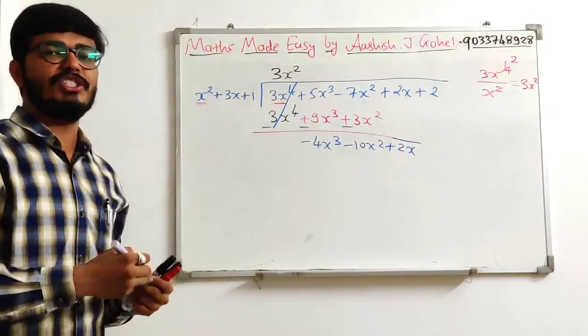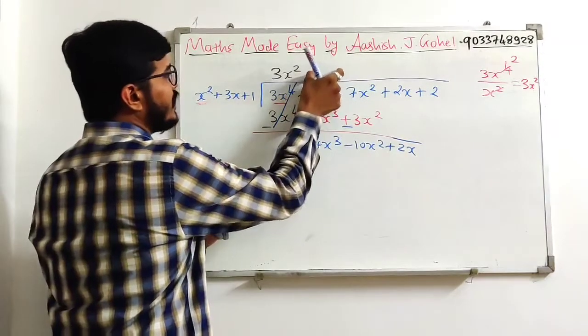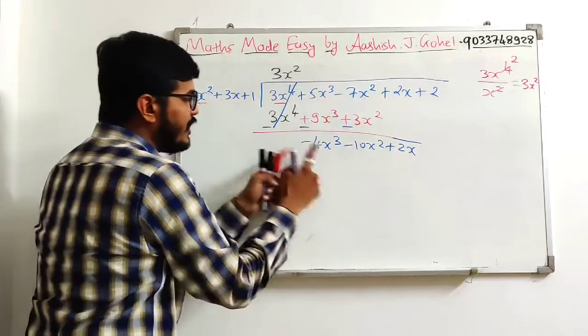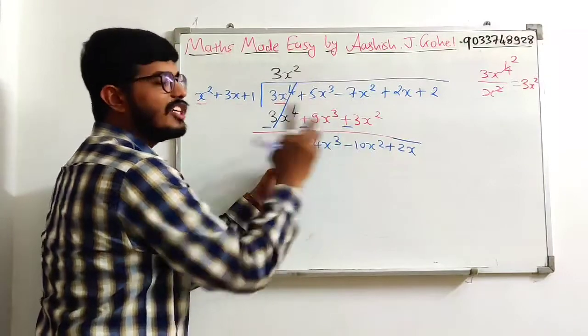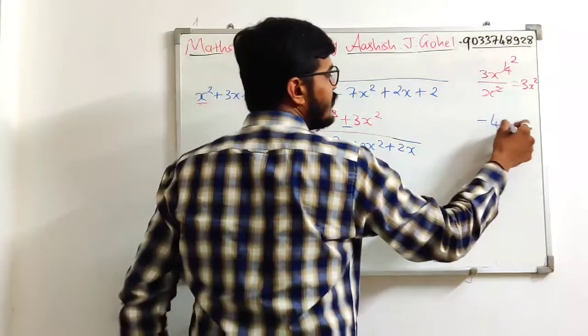Now again we need to follow a similar procedure, and that is we want one term over here. If I multiply this term with x squared, then you must get minus 4x cubed. So again follow the same method. The first term is minus 4x cubed.